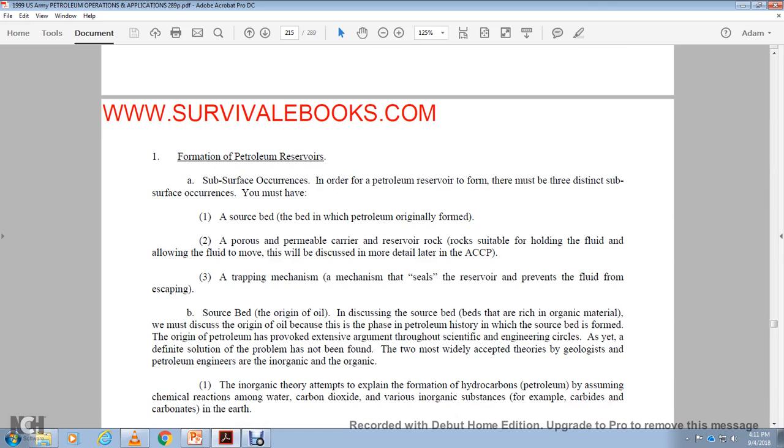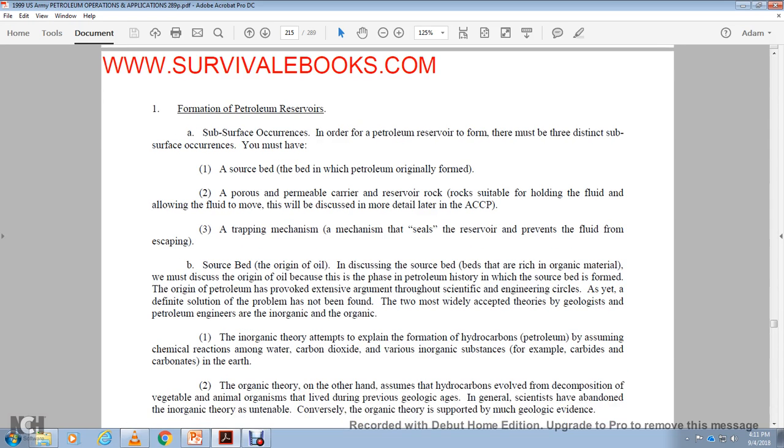Discussing the source bed, a bed rich in organic material that is the origin of oil. The origin of petroleum has provoked a great deal of argument among those in the engineering circle. As yet, the solution to the petroleum origin problem has not been found. The most widely accepted theories among geologists and petroleum engineers are inorganic or organic.